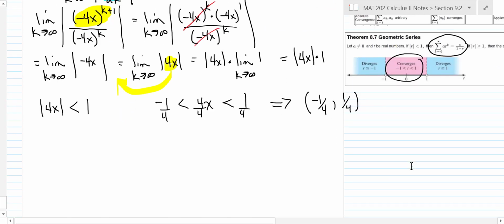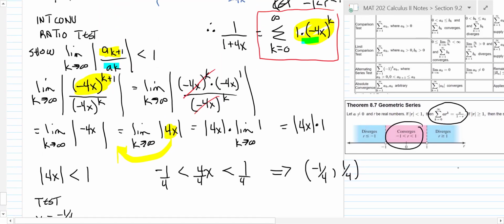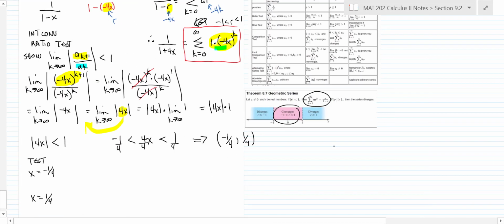All right, now what's the last thing we've got to do here? And then we're done. Got to test the endpoints. So we need to test x equals -1/4, then we need to test x equals 1/4. So you want to go back to your series. The series we're going to be working with was, where did I write that down? That's here, what I got boxed in right there in red. You do these problems, you've got to keep track of stuff.